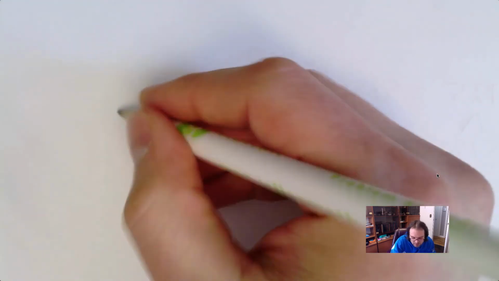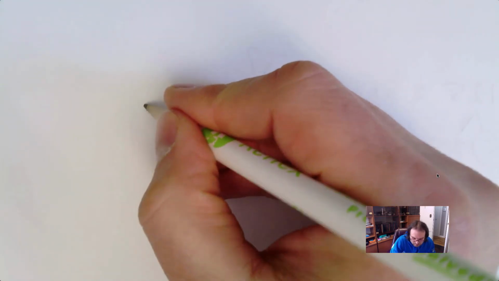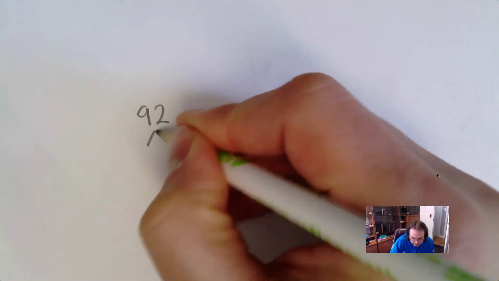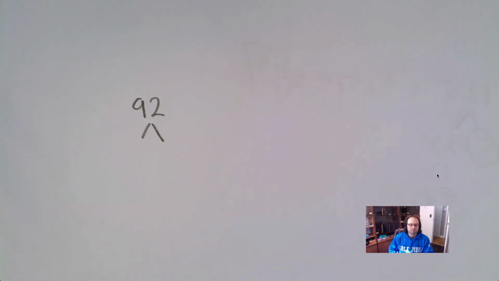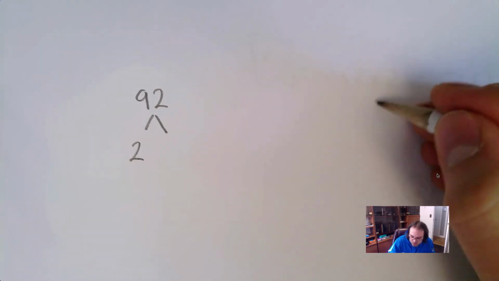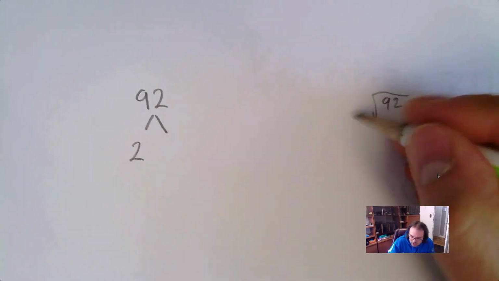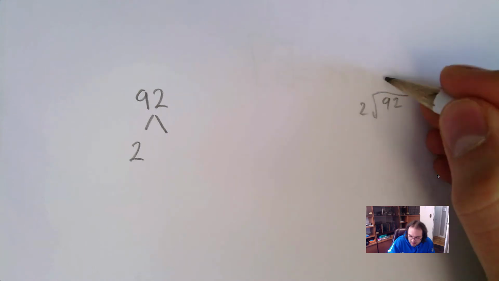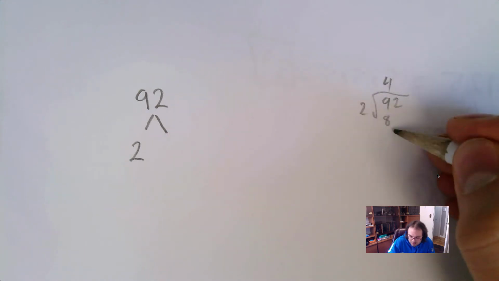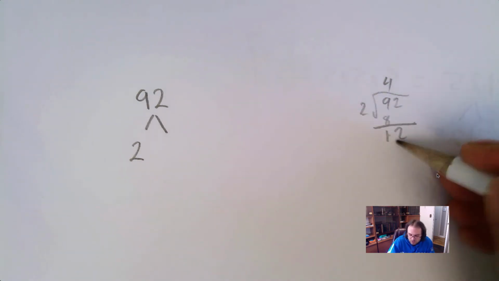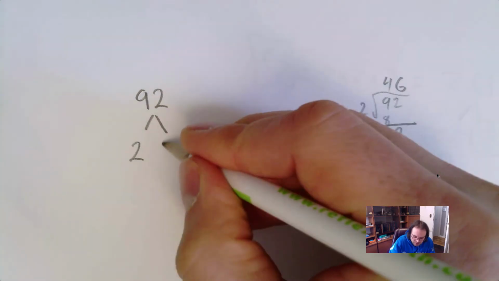My next question I'm going to try, let's try something like 92. So 92 is a little bit trickier. First I'm going to divide it by 2. What's half of 92? So I'm just going to go 92 here and we're going to divide it by 2. 2 goes into 9 4 times. That gives me 8. And we get 12. 2 goes into 12 6 times. So that gives me 46.